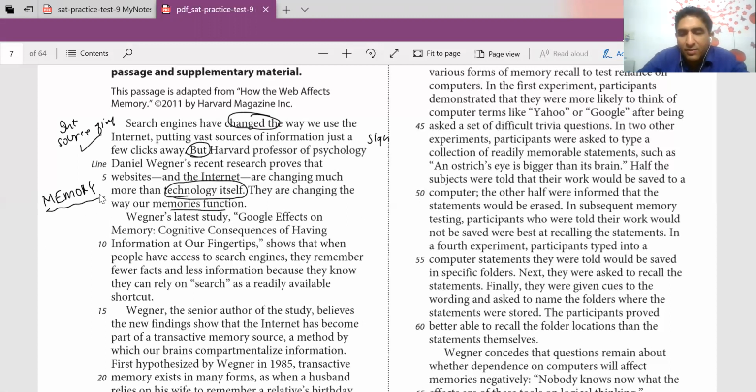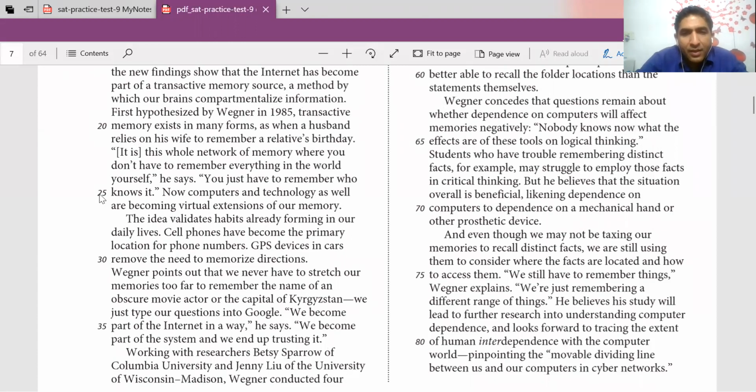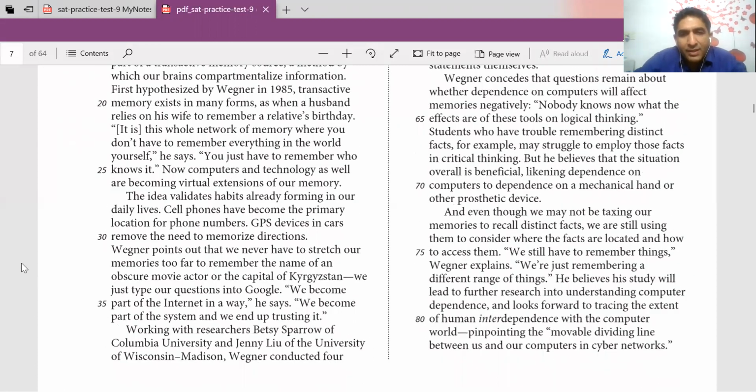I'll go to the last paragraph now to understand what the story is. Even though we may not be taxing our memories to recall distinct facts, now they are talking about memory and how we use it: we are still using it to consider where the facts are located. So the keyword is where the facts are located and how to access them. We use memory to access where the information is stored, not the content itself.